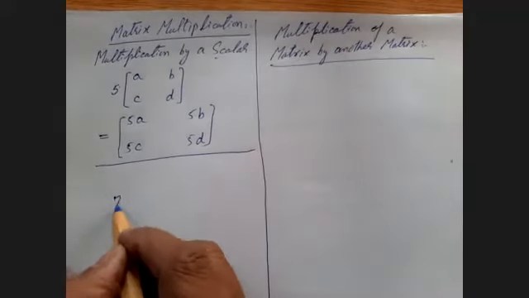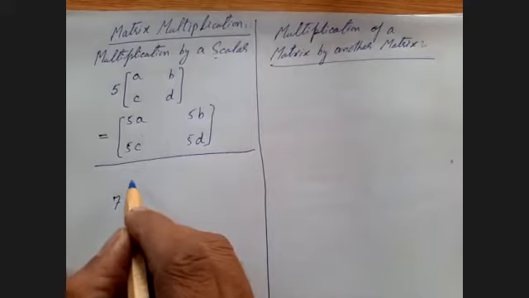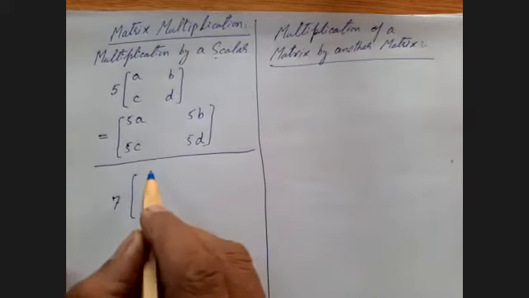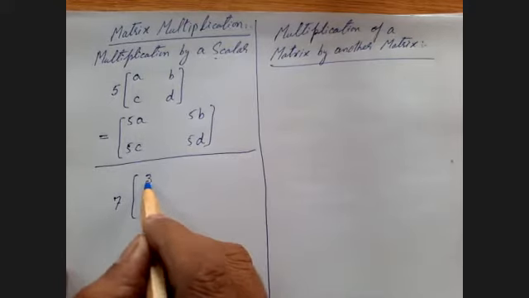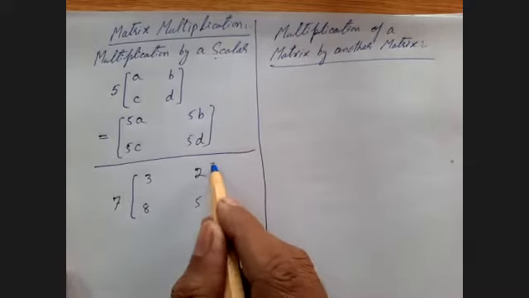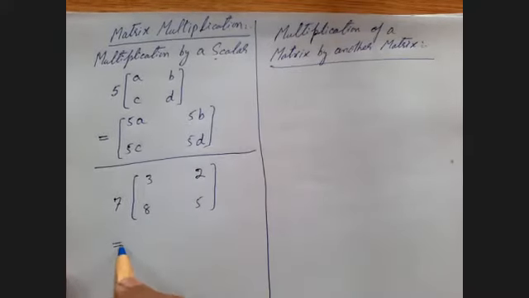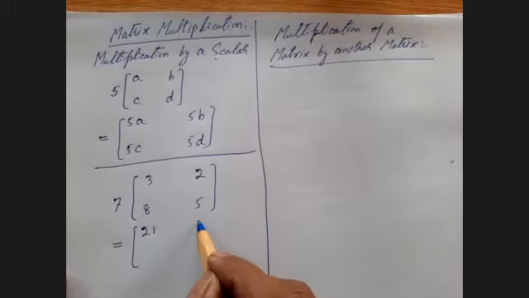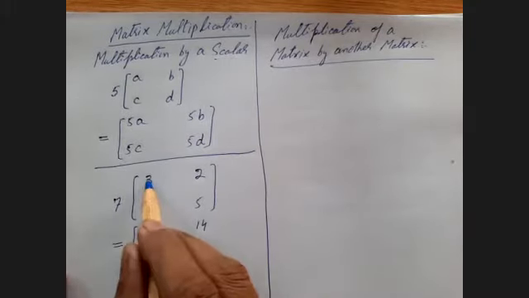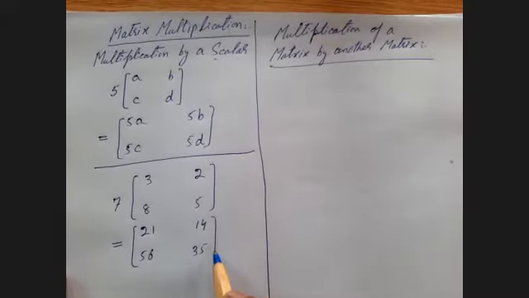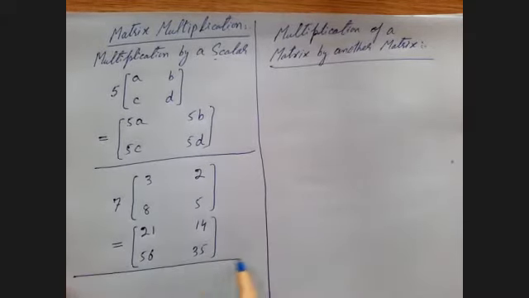For example, if I have the number 7 and I have a matrix like 3, 2, 8, 5. So the resulting matrix will be 21, 14, because 7 threes are 21, 7 twos are 14, 7 eights are 56, and 7 fives are 35. Let us have another example of this type.